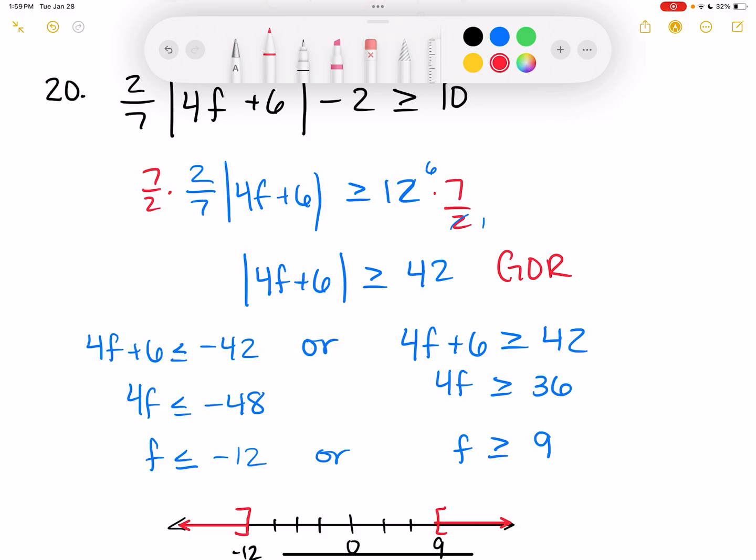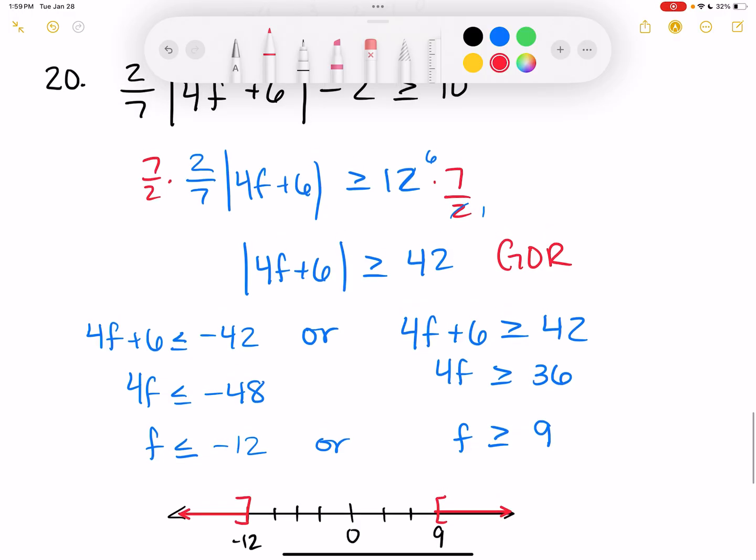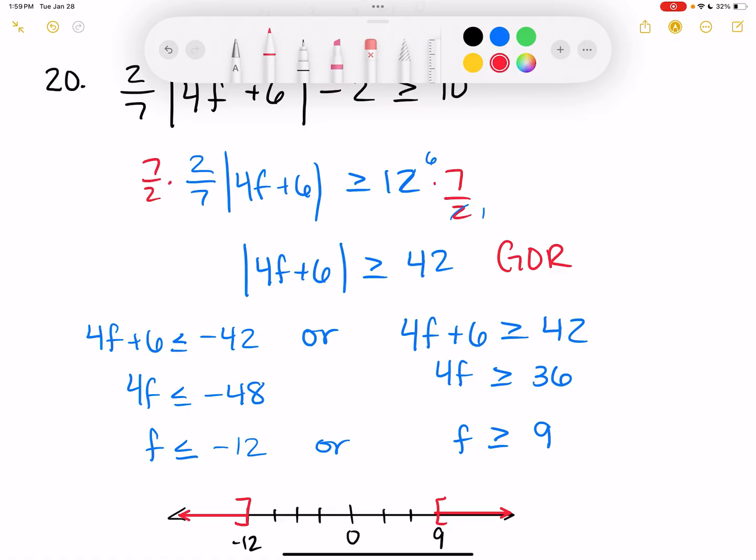All right, what did we get? F is less than or equal to -12, or F is greater than or equal to 9. Everybody agree? If F is less than, you're going to tell me equal to -12. You said less than or greater than -12? No, you have the right answer. You just said F is less than or greater than -12. You meant or equal to.